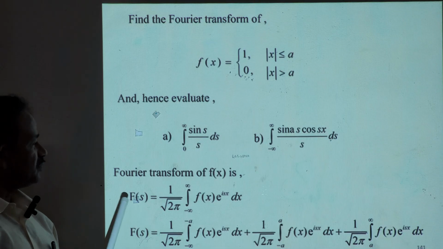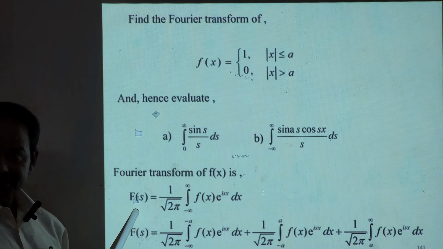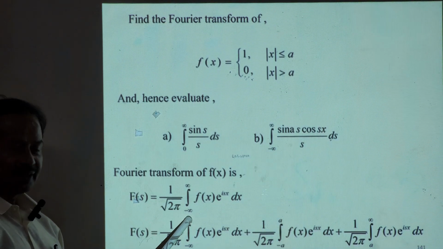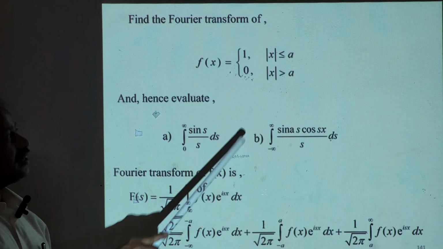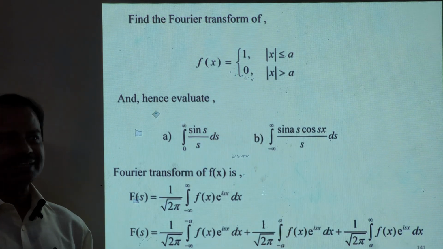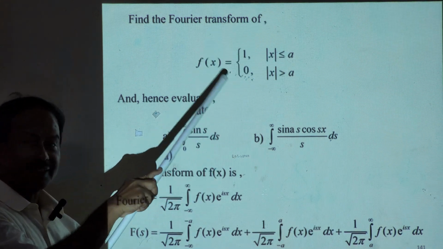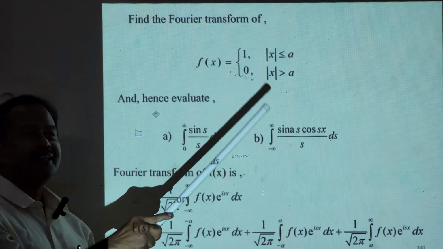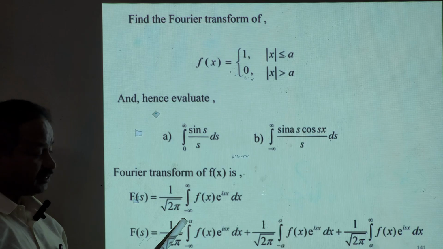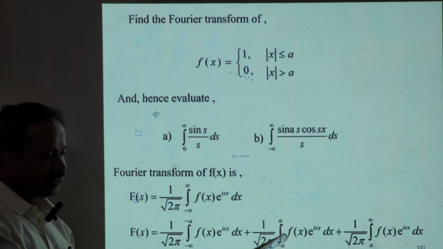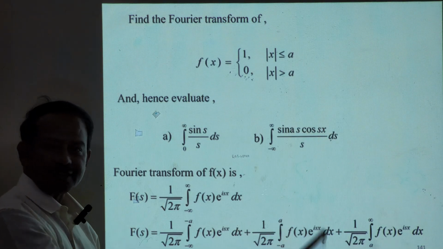Let us try. First we will go with the Fourier transform. The Fourier transform of f of x is nothing but F of s, which is 1 divided by root 2 pi times the integral from minus infinity to plus infinity of f of x e to the power isx dx. We already know the techniques of how to change the interval. In this interval x lies between minus a and plus a. For x less than minus a and x greater than a, f is 0. From minus infinity to minus a it is 0, from minus a to plus a f of x is 1, and from a to infinity again it is 0.